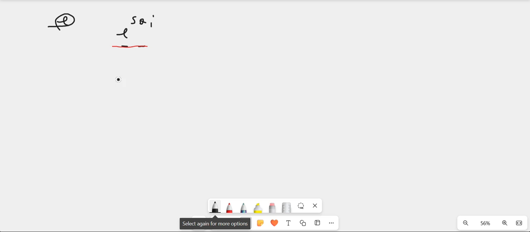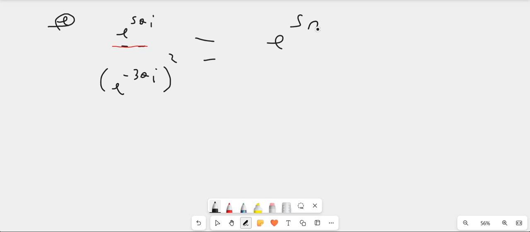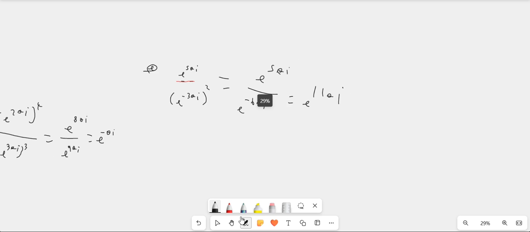Alright, calm. It's going to be e to the power of minus 3 theta i, squared, because the cos bracket was squared as well. That's e to the power of 5 theta i over e to the power of minus 6 theta i. And 5 minus minus 6, because of division, minus minus gives plus, so e to the power of 11 theta i. So that's the final answer, the definitive answer to that question. Alright, calm.